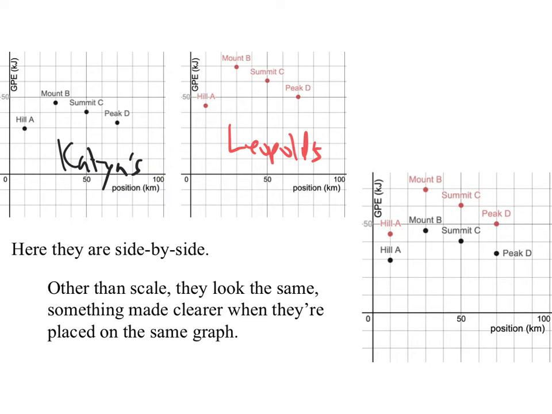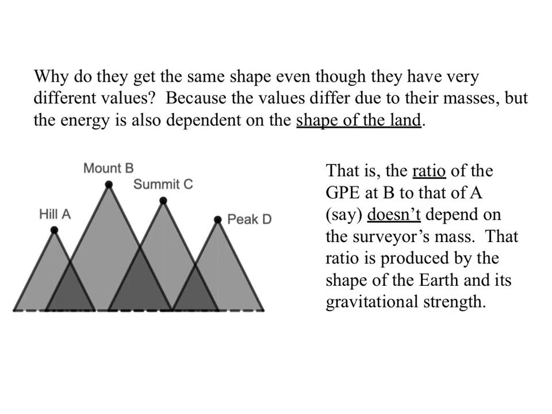It's even better and even easier to see if we put them on the same graph, and we can see that basically they look the same. Those shapes are not distinct. There's something that's the same between the two graphs, even though the values are wildly different. Why do they get the same shape even though they have very different masses? Because the values differ due to the masses, but the energy is also dependent on the shape of the land.